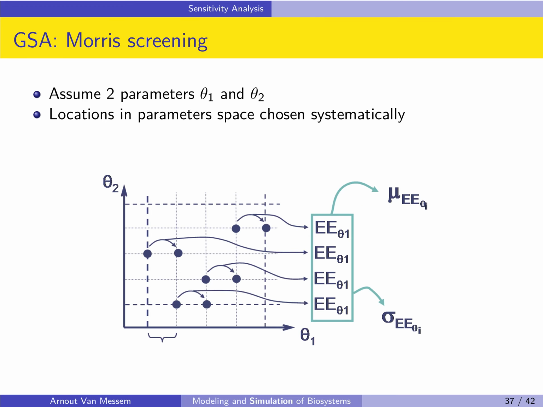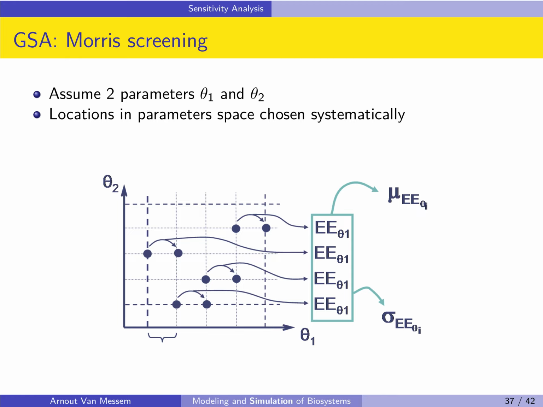How does this screening then work? Assume we have two parameters, theta 1 and theta 2. This is the easiest to illustrate. What we do is we choose locations in the parameter space in a very systematical way. We start by looking at the parameter theta 1, and then we make sure that we cover the entire range of theta 1. So we make sure that we cover all the possible outcomes of theta 1, and this for all possible options of theta 2.